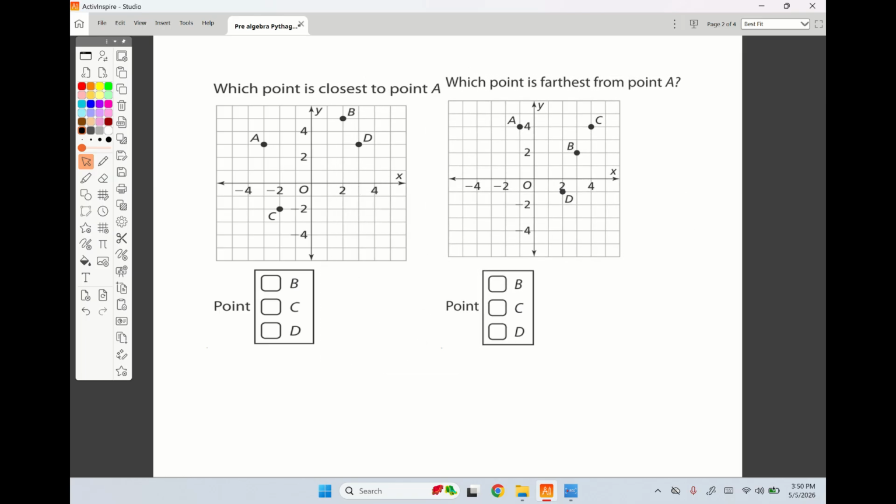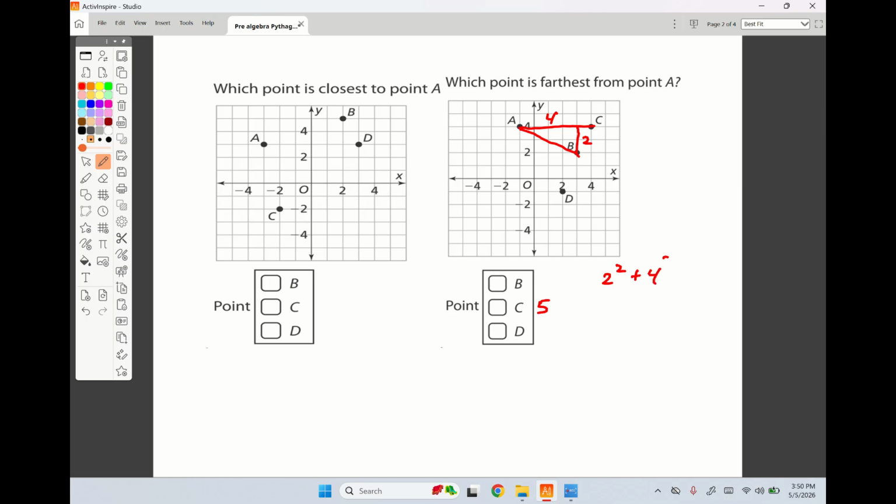Now to find the measurement for B, we have to make a right triangle and use the Pythagorean theorem. This side's 2 and this side's 4. So 2 to the second power plus 4 to the second power equals C to the second power. That'll give me 4 plus 16, which is 20. Square root at the end and round to the nearest tenth. So 4.5. That's the measurement from A to B.